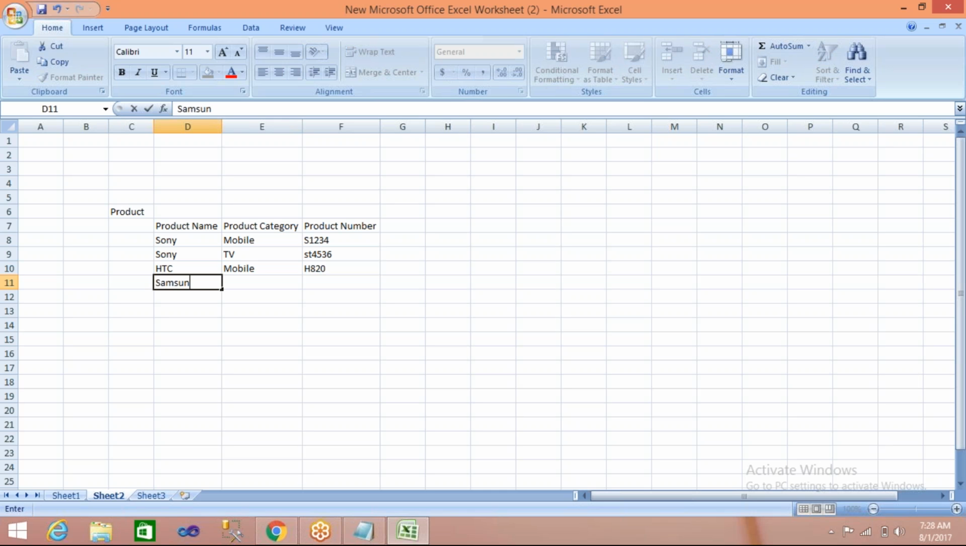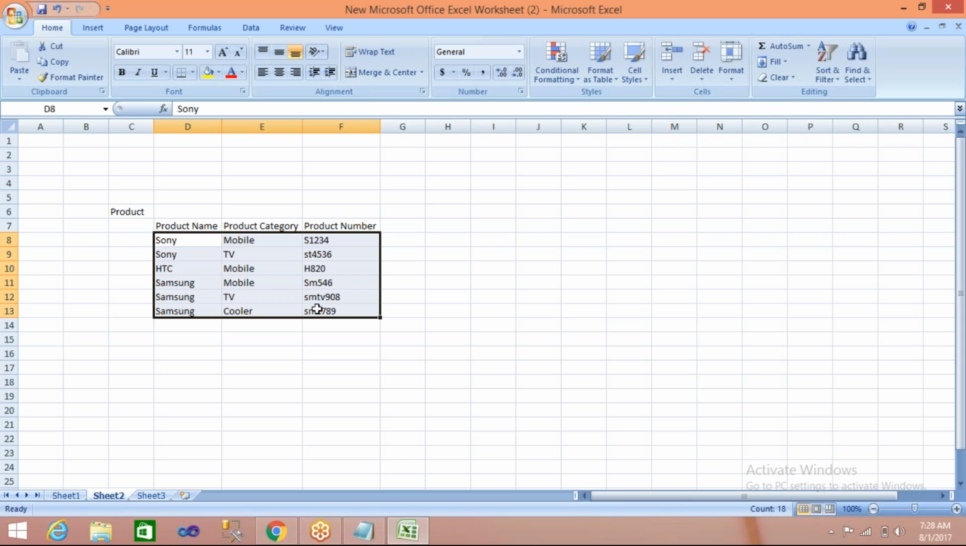Again Samsung mobile category, and again Samsung TVs, some SMTV, and Samsung cooler, something like that. We have to maintain these in our product table.